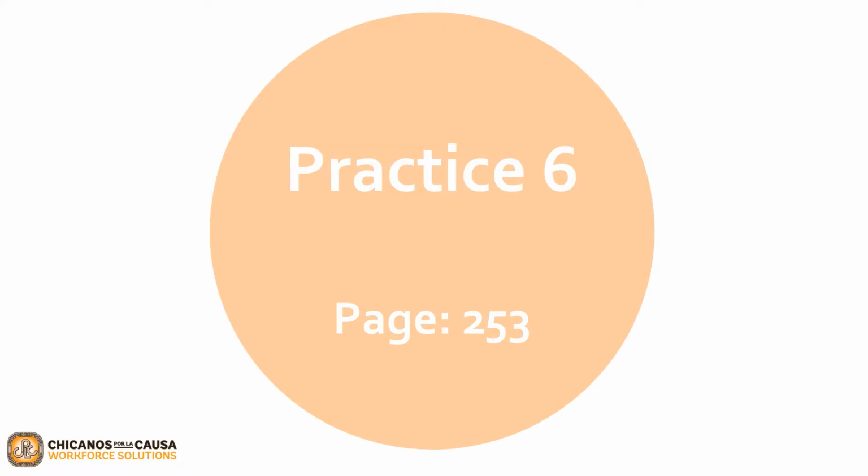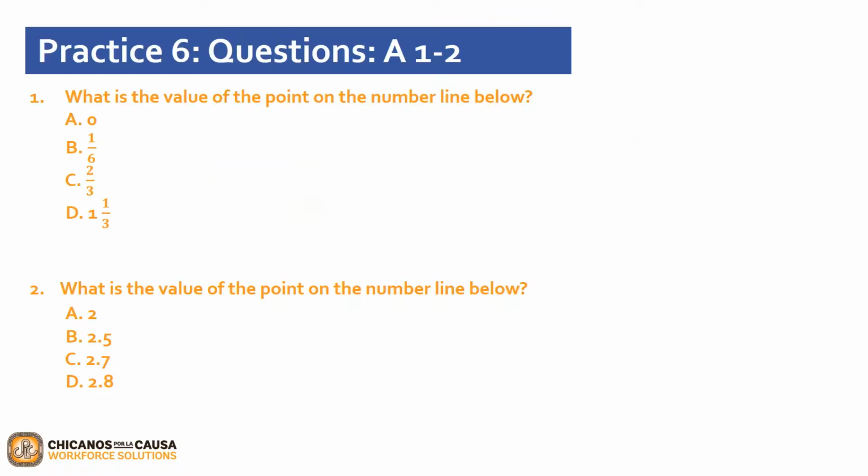Okie doke. Next up, we have practice 6. This can be found on page 253. So we are going to work through practice questions 1 through 2 of section A. But for now, go ahead and pause the video and try to work through them on your own. Once you're ready to review them together, go ahead and click play.